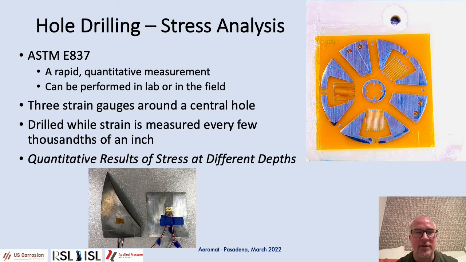So hole drilling is another method that's been applied to failure analysis successfully in many different ways. And the method for that is ASTM E837. It's a quick quantitative measurement, and it can be performed both in the lab or in the field. So what I'm showing you in the top right is an example of one of the strain rosettes that's used. And essentially what you have is 3 different strain gauges that are centered around a central hole. And the hole is drilled out while the strain is measured every few thousandths of an inch.